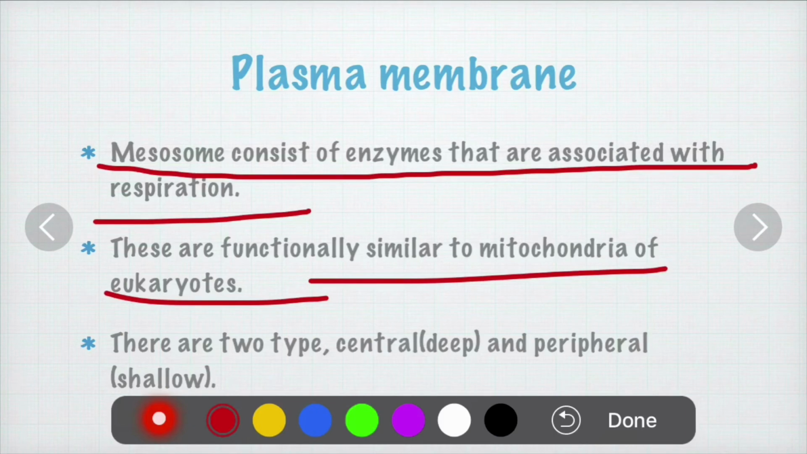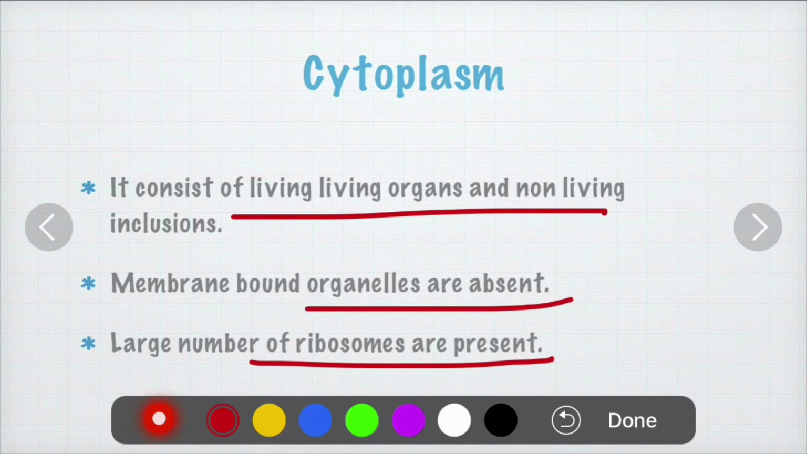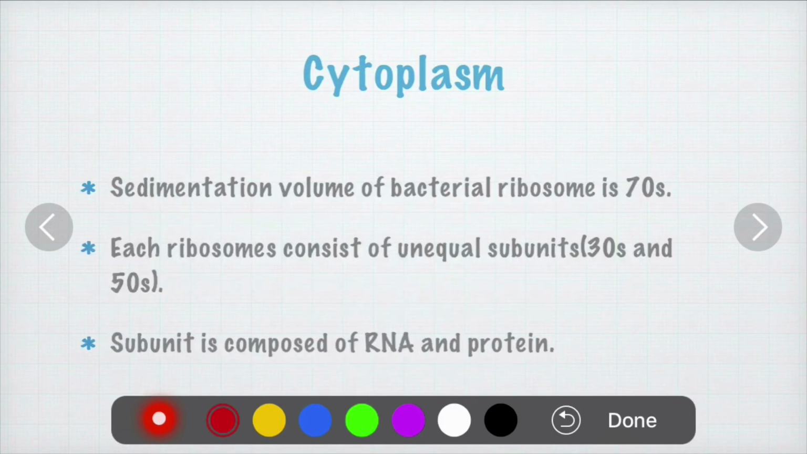They have two types, central and peripheral. If the mesosomes are deep inside the cytoplasm, they are called central. If the mesosomes are not deep inside the cytoplasm, then they are called peripheral. The cytoplasm consists of living and non-living inclusions. The living inclusions are ribosomes. They are present in large numbers, and membrane-bound organelles such as mitochondria are absent in the cytoplasm. The sedimentation coefficient of the bacterial ribosome is 70S.